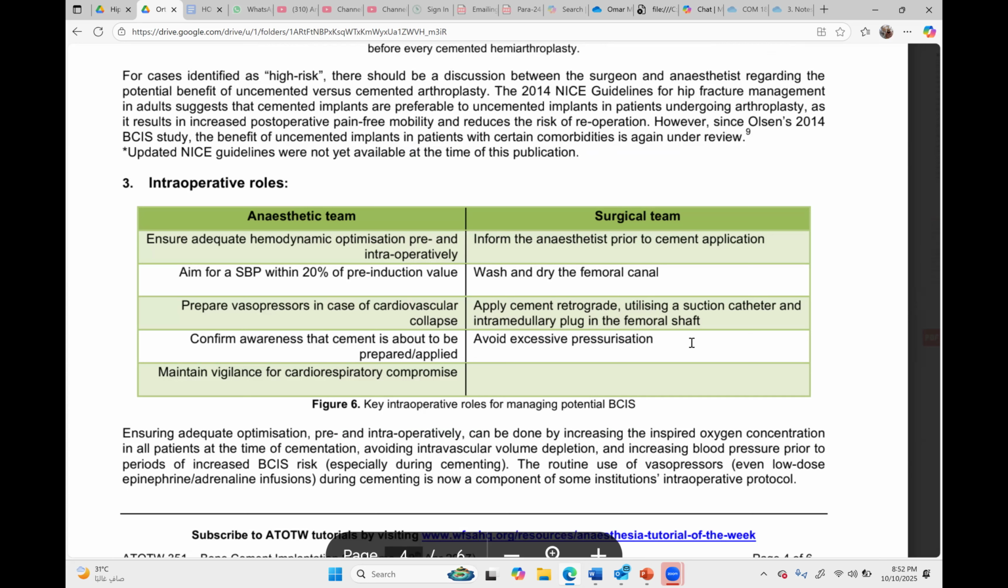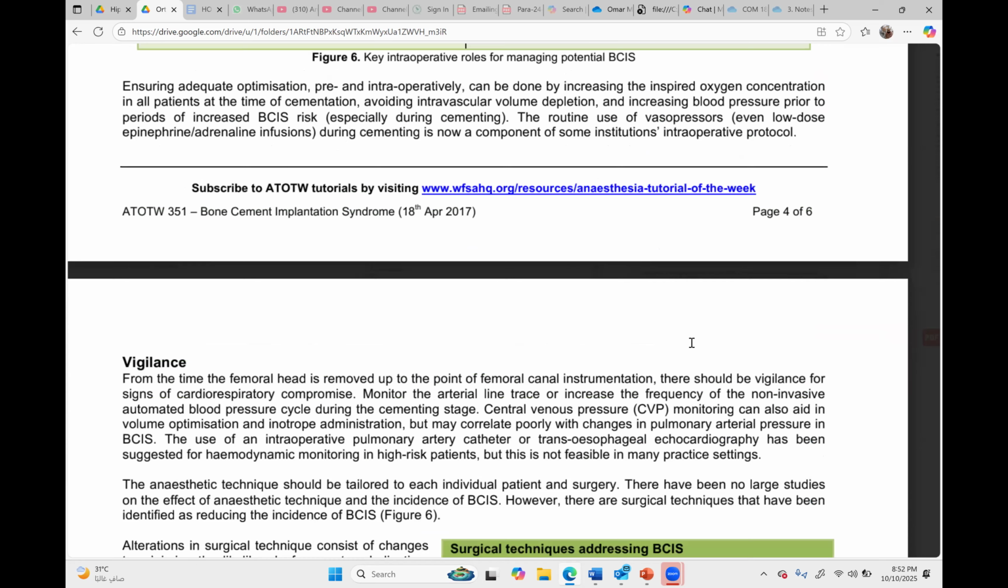Adequate hemodynamic optimization, systolic blood pressure within 20% of the pre-induction value, proper vasopressor in case of cardiovascular collapse, confirm awareness that cement is about to be prepared or applied, maintain vigilance for cardiovascular collapse. That's what we have already discussed.